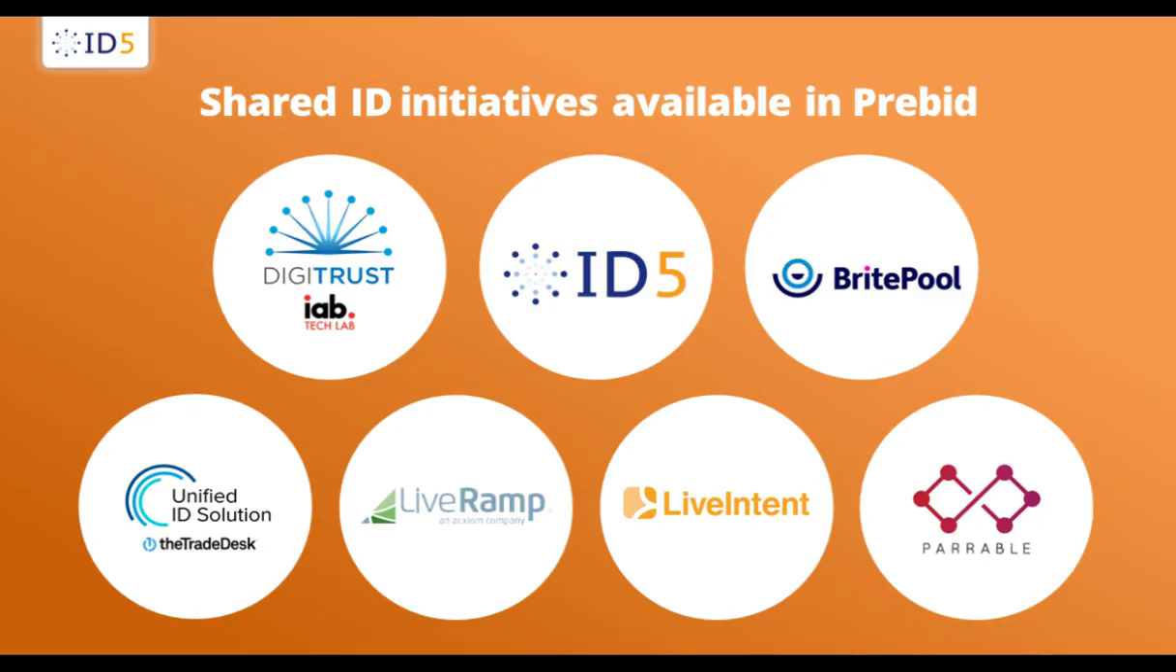So there's a number of solutions out there today that you may be familiar with. We pulled this list from the user ID modules that are available in pre-bid, which we thought was a pretty good indicator of ones that are looking to do identity in this space. The top three here, Digitrust, ourselves, and Brightpool, are really identity-focused companies or initiatives. The four along the bottom, the Trade Desk's Unified ID, LiveRamp, LiveIntent, and Parable, are all companies that have other businesses that the identity is useful to them, and so they've provided a system that they can provide to the industry, but it's not necessarily the only thing that they do. They're focused on other parts of the business as well, or other parts of the ecosystem as well.